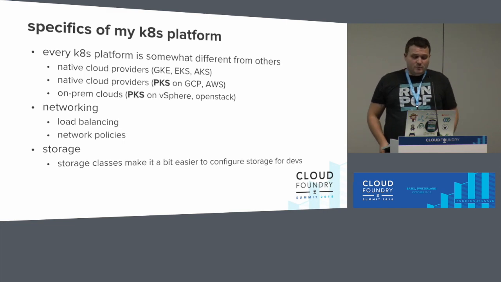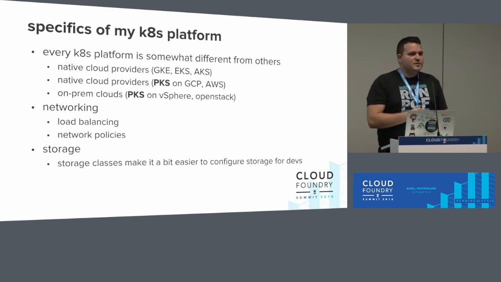So what are some of the specifics of the Kubernetes platform that I need to know? We said native cloud providers are quite different: GKE, EKS, AKS, and maybe PKS, which is running on GCP or Amazon or possibly on-prem with vSphere or OpenStack. Yeah, PKS is the Pivotal Container Service. It's Kubernetes managed by BOSH. Some of the networking constructs are different: load balancing, network policies. Storage is quite different. Luckily, we have storage classes that our Kubernetes operators can configure. And then we as developers can just use those storage classes to configure our persistent volumes and PVCs and things like that.